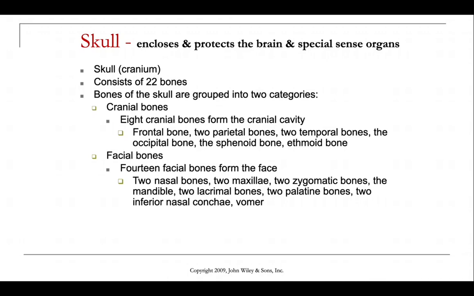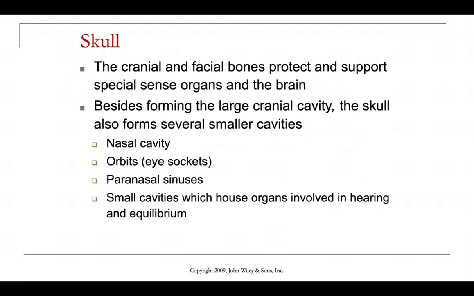Your facial bones, there's 14 of these that form the face: 2 nasal bones, 2 maxillae, 2 zygomatic bones, the mandible, 2 lacrimal bones, 2 palatine bones, 2 inferior nasal conchae, and the vomer. So the cranial and facial bones are going to protect and support the special sense organs and the brain. They'll form a large cavity, the skull, and then you'll have several smaller cavities within: nasal cavities, the orbits or the eye sockets, paranasal sinuses, and then small cavities which house organs involved with hearing and equilibrium.